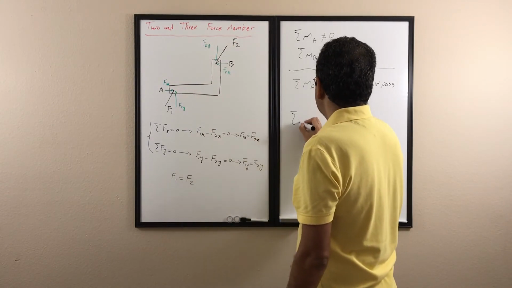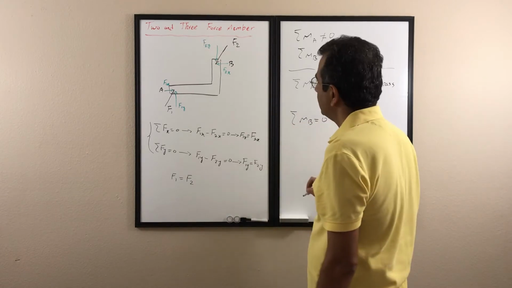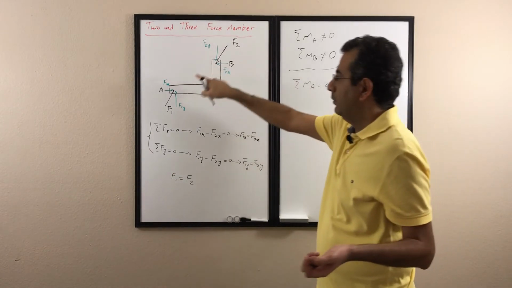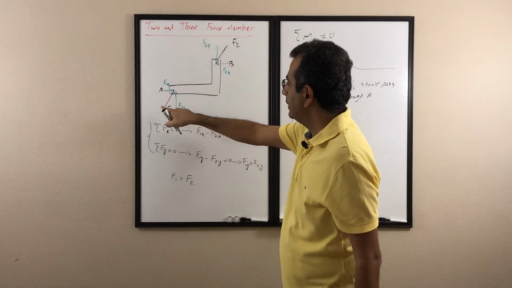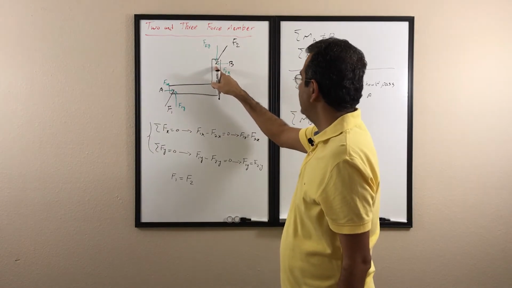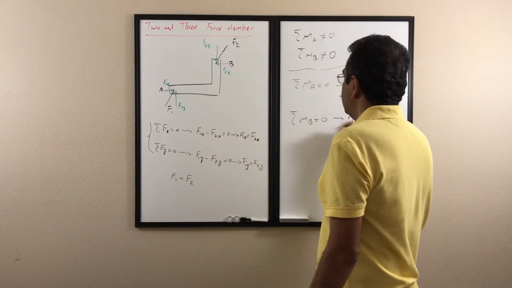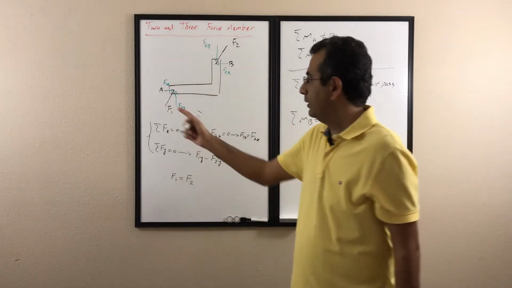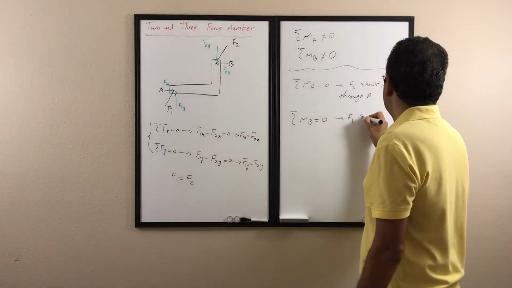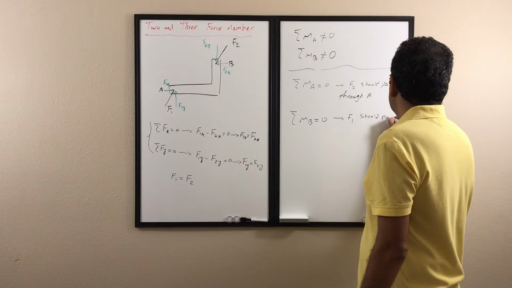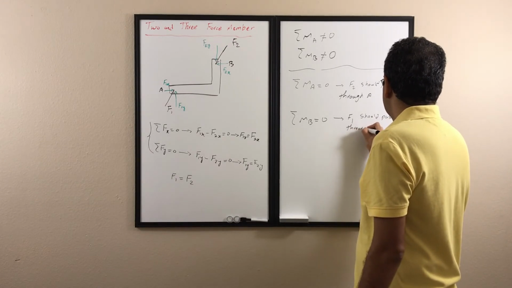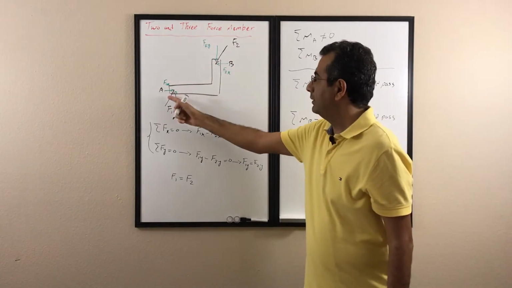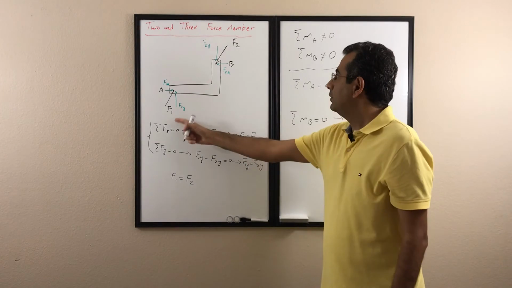Now if I want to make sigma M about B equal to 0, F2 passes through B, so it doesn't have any moment. What about F1? To make sure that F1 doesn't have any moment about B, F1 should pass through B. So if I extend the line of action of F1, it should pass through B. So this one says that F2 should pass through A. This one says that F1 should pass through B.